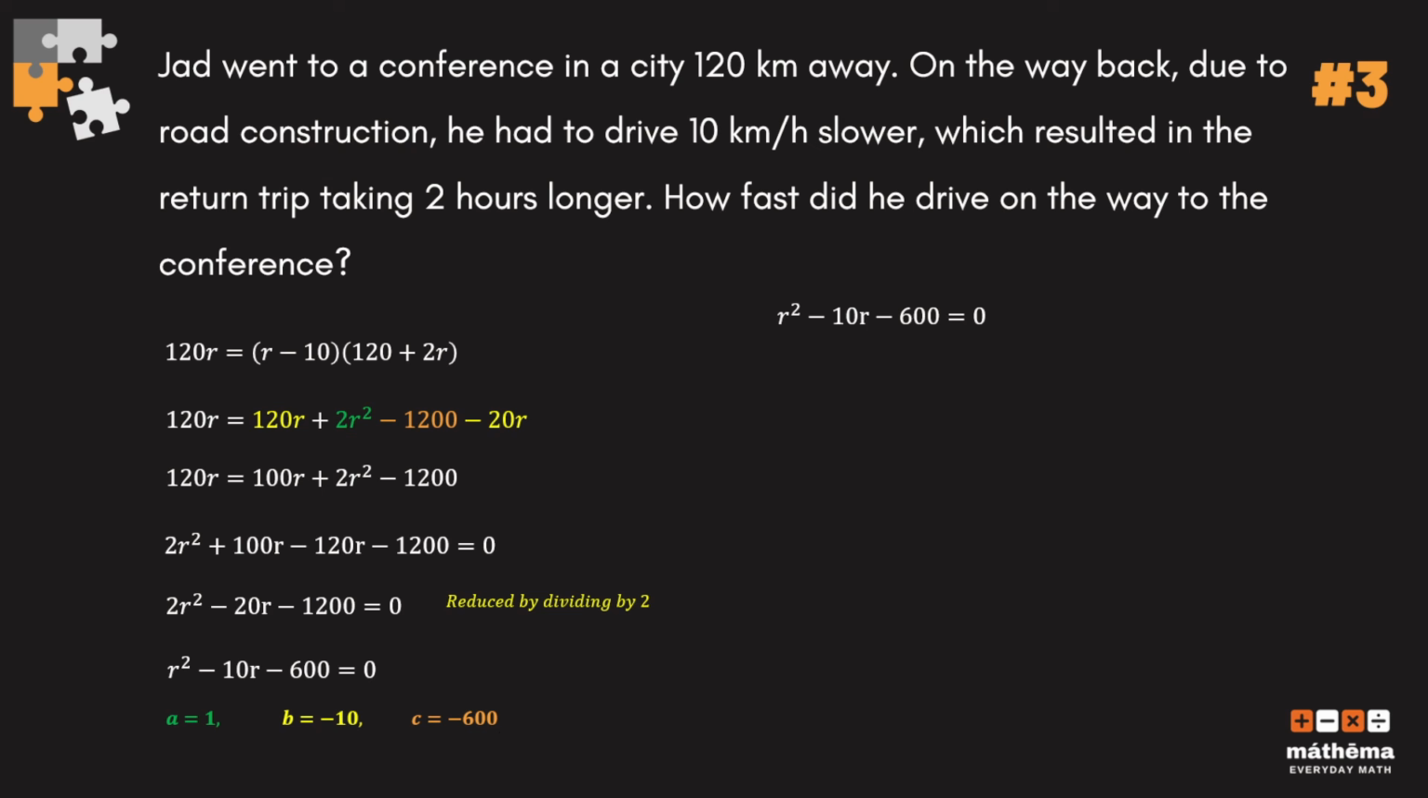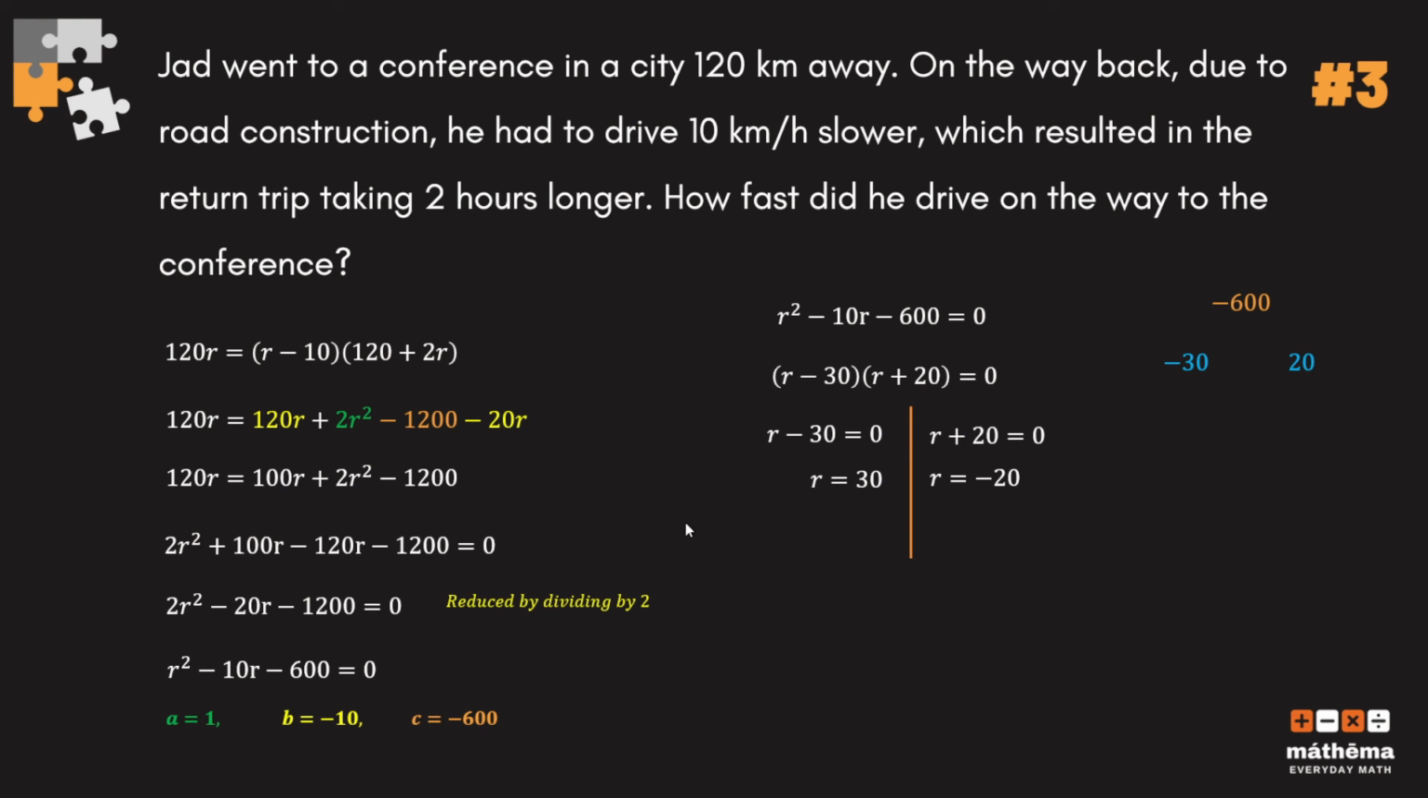Since c is negative 600, we will look at the factors of negative 600 in such a way that when added, that will give us negative 10. So in this example, we will have negative 30 and a positive 20. Negative 30 times 20 will give you negative 600. Negative 30 plus 20 will give you negative 10. So these are the numbers that we are looking for. So we will write the quantity of r minus 30 times the quantity of r plus 20 is equal to 0. Equate each factor to 0, we will have r minus 30 is equal to 0, r plus 20 is equal to 0. Solve for r, we will have r is equal to 30, r is equal to negative 20.